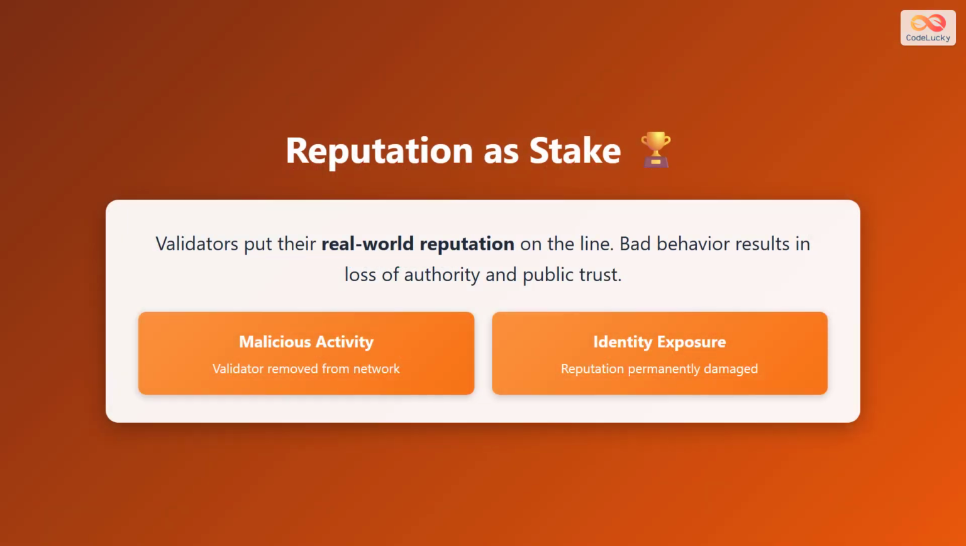In proof of authority, validators put their real-world reputation on the line. This is the key incentive mechanism that keeps the network secure. If a validator engages in malicious activity, such as approving fraudulent transactions or attempting to manipulate the blockchain, they face serious consequences. They can be removed from the network entirely, losing their validator status. But more importantly, because their identity is publicly known, their reputation is permanently damaged. This reputational risk creates a powerful deterrent against bad behavior, as validators have strong incentives to act honestly and maintain the integrity of the network.